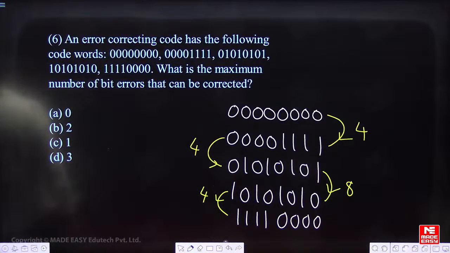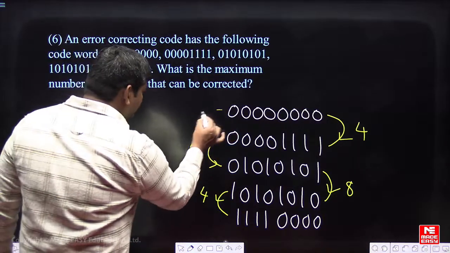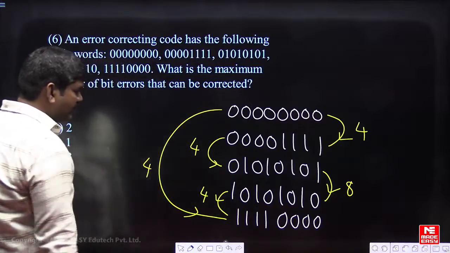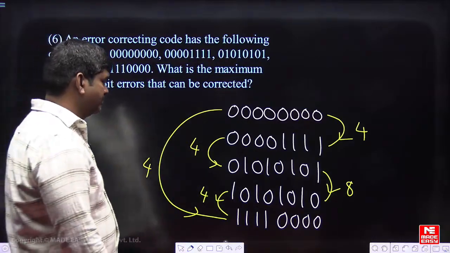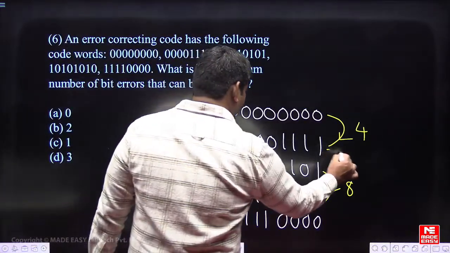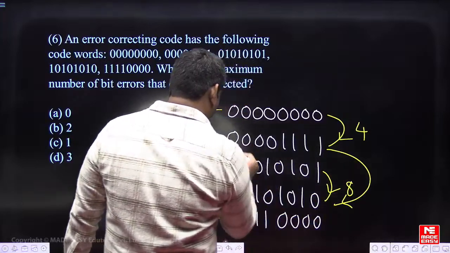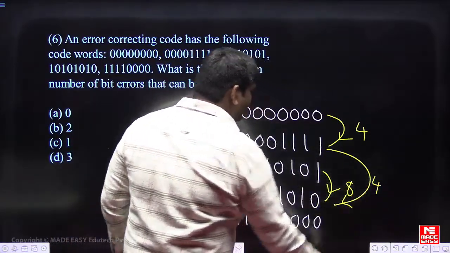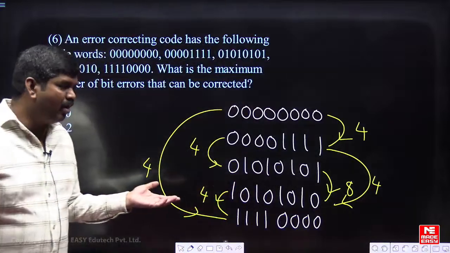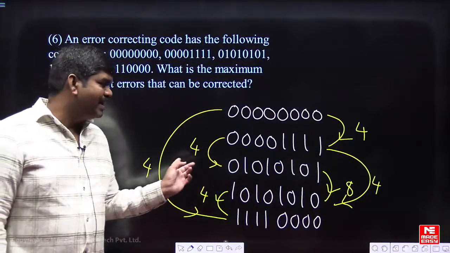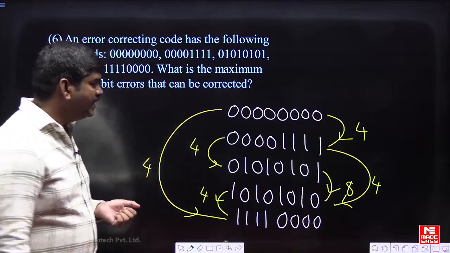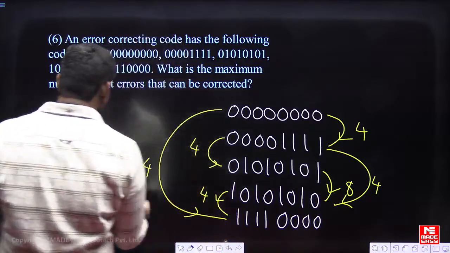Yes, Anushka, correct. Same like this, between these two you find it. You can see it is 4. Same like this, between these two you can calculate. 1, differ, like this, it is 4. So here you calculated all the Hamming distances, and you got the Hamming distance as 4. Now you apply that formula.